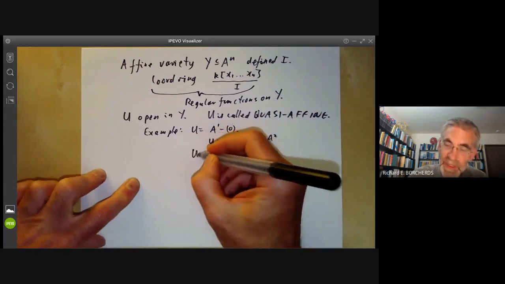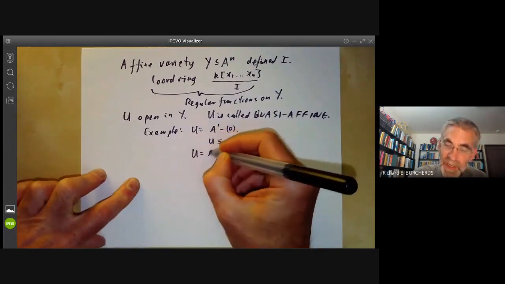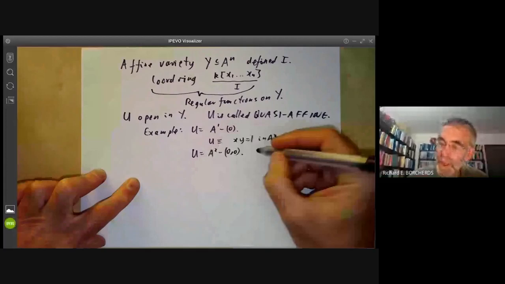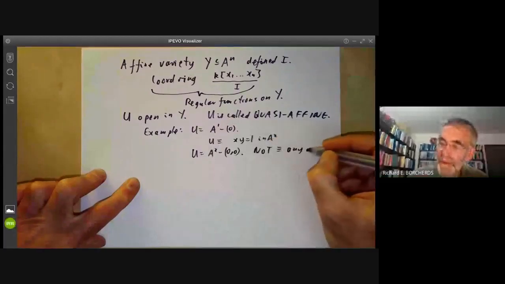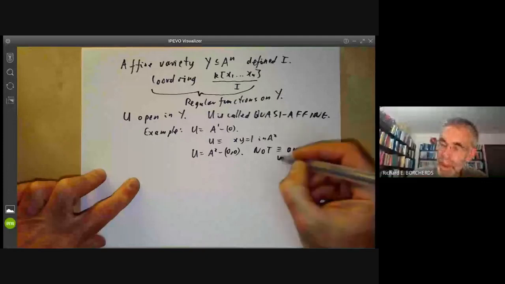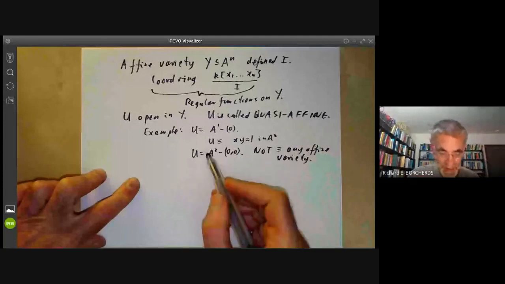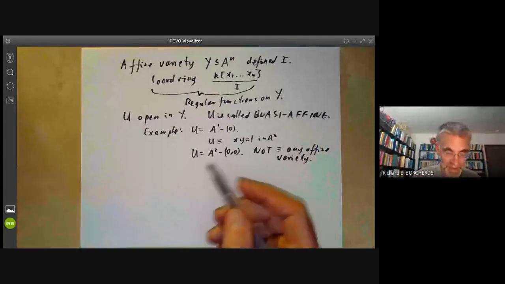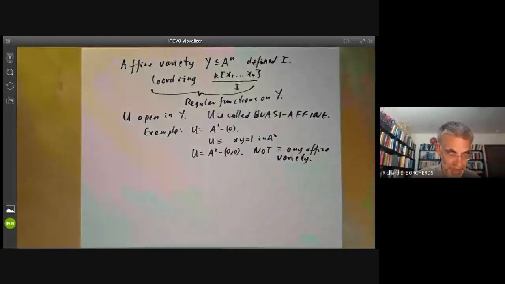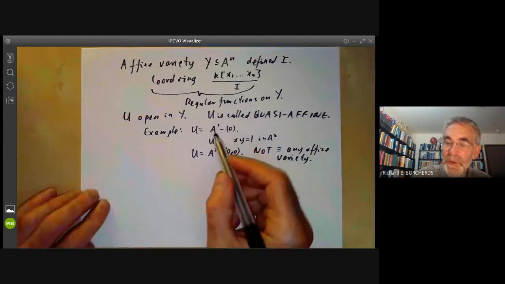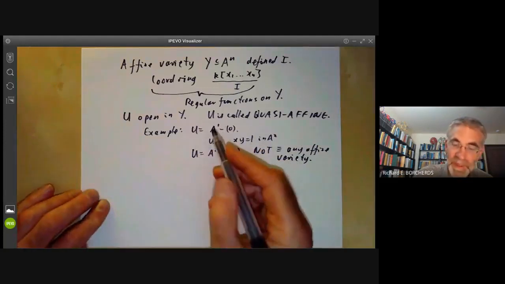Another example is A2 with the origin removed. We will see later this is not isomorphic to any affine variety. So this is an example of a quasi-affine variety that isn't affine. So quasi-affine varieties are definitely more general sorts of objects. So now we want to think about what we want the regular functions on U to be.